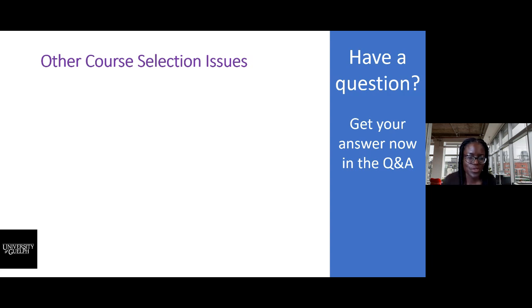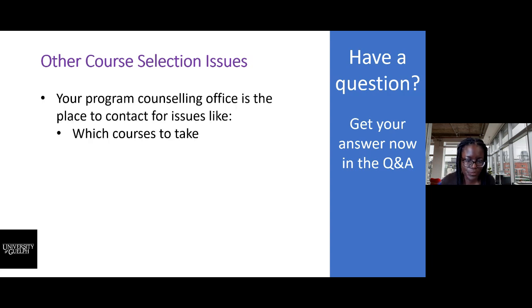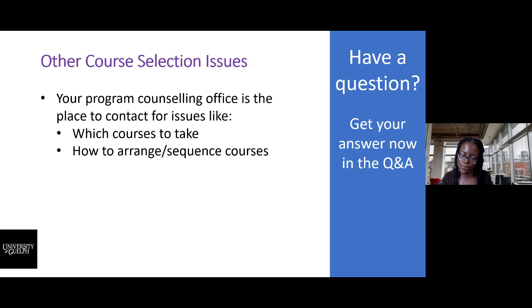Okay, so these are issues like, which courses do I take? How do I arrange or sequence courses? So again, back to our conversation of, if my magic number is 3 and I'm going to take 3 courses in every semester, which 3 out of these 5 that you're telling me are suggested should I take? That's an academic program counselling office question.